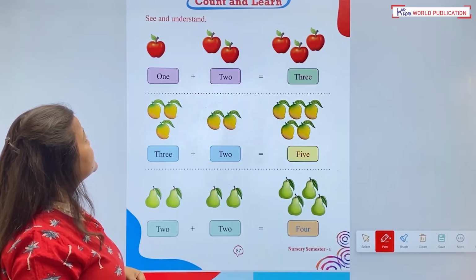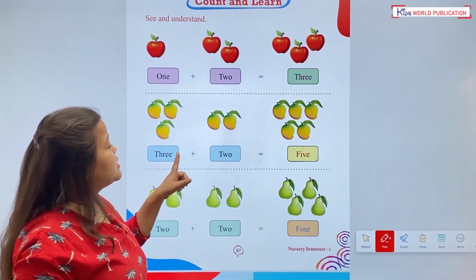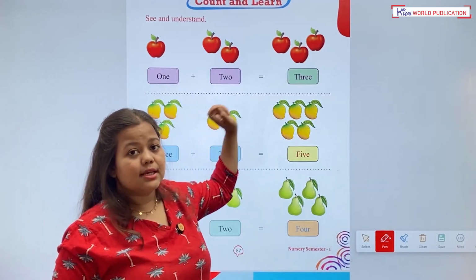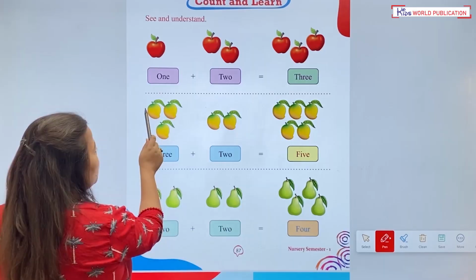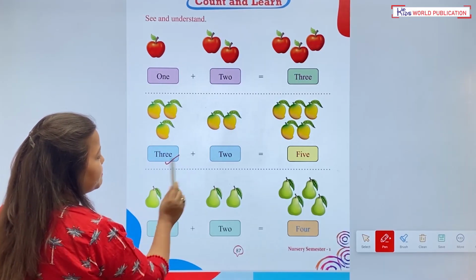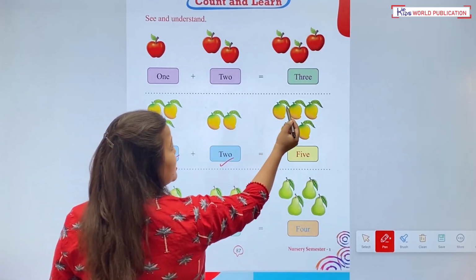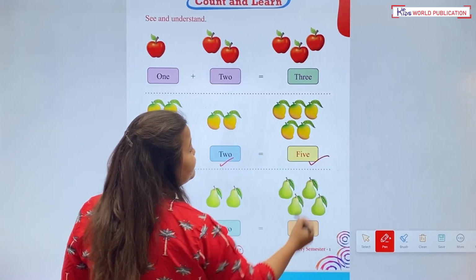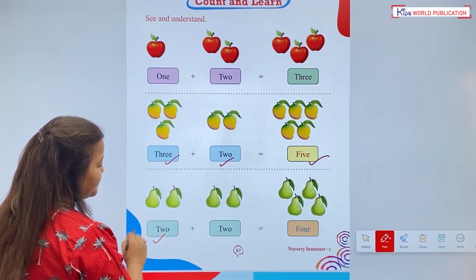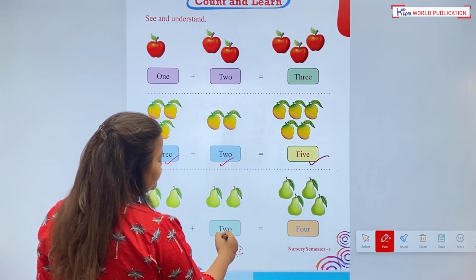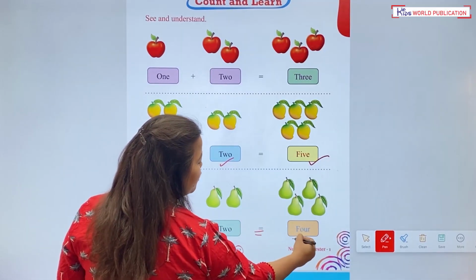Count and learn. See and understand. 1 apple plus 1, 2 apples is equal to 1, 2, 3, 3 apples. 1, 2, 3, 3 mangoes plus 1, 2, 2 mangoes is equal to 1, 2, 3, 4, 5, 5 mangoes. 1, 2, 2 pears plus 1, 2, 2 pears equals 1, 2, 3, 4, 4 pears.